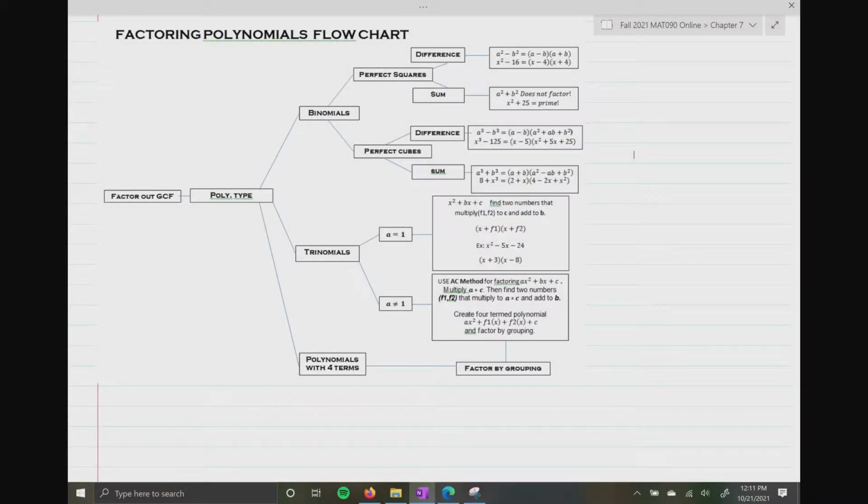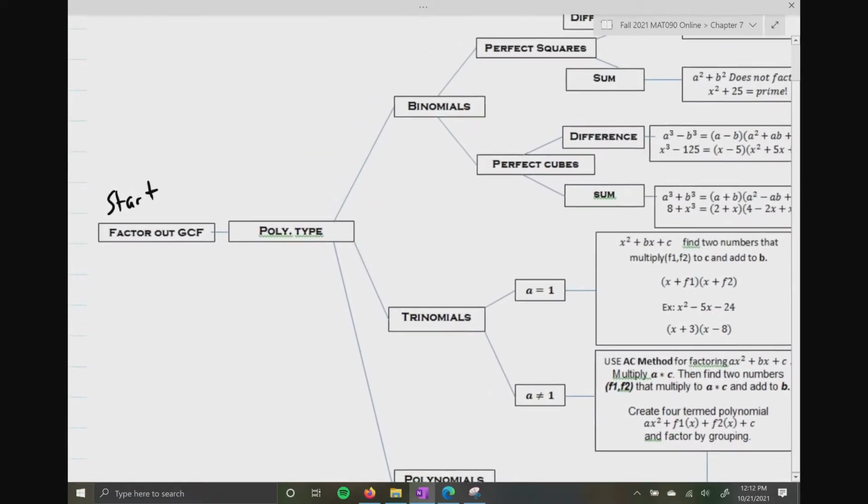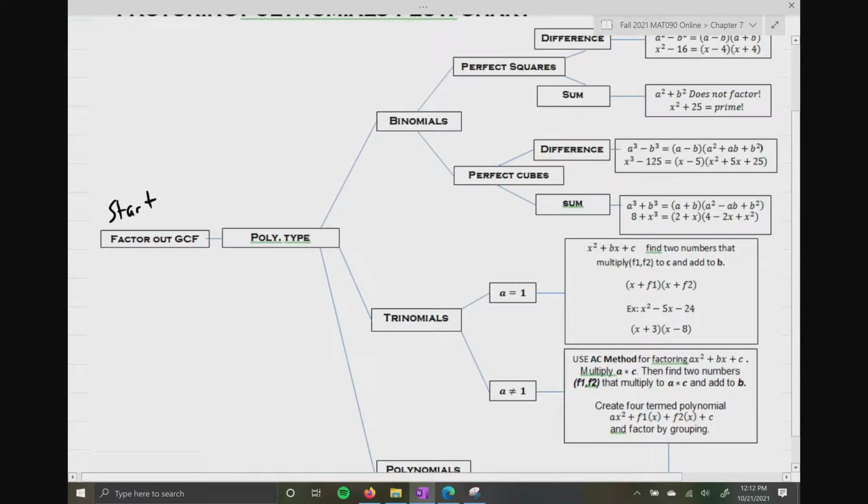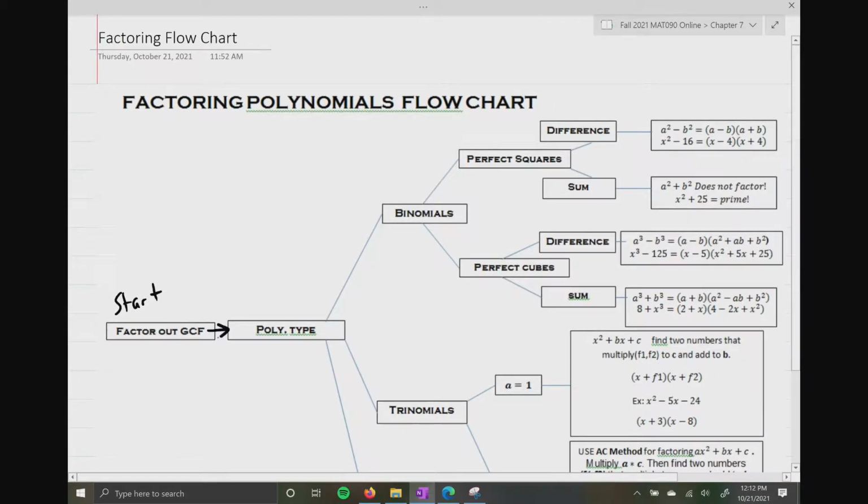So you always want to start on the far left-hand side. So this is where you're going to start. Okay? And with every single problem, you're just going to go from left to right. So the first thing you're always going to try to do, I'll zoom in here for us, is we're going to try to factor out a GCF. All right? So some problems have a GCF, some problems don't. All right? But you always want to start there. Then you're just going to move from left to right.